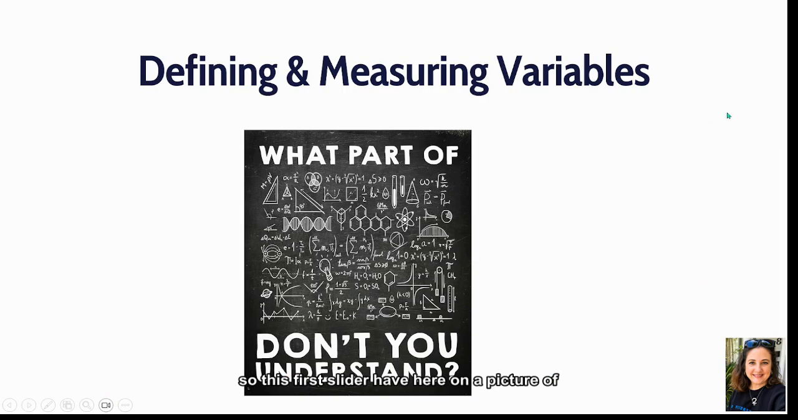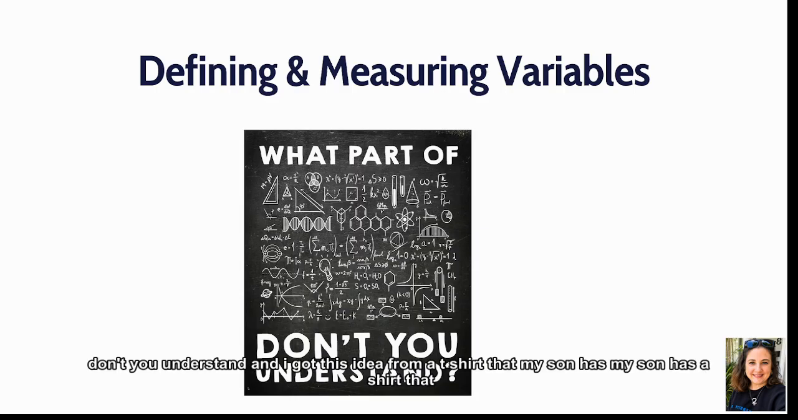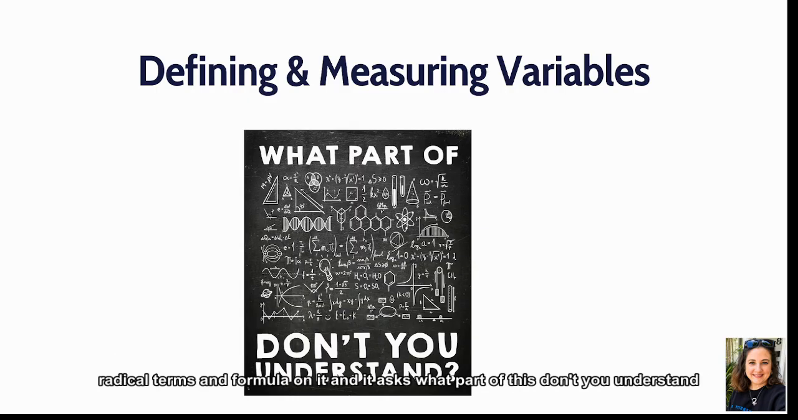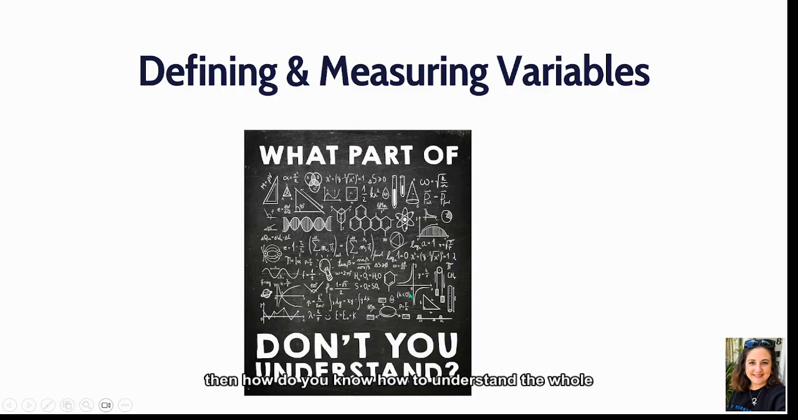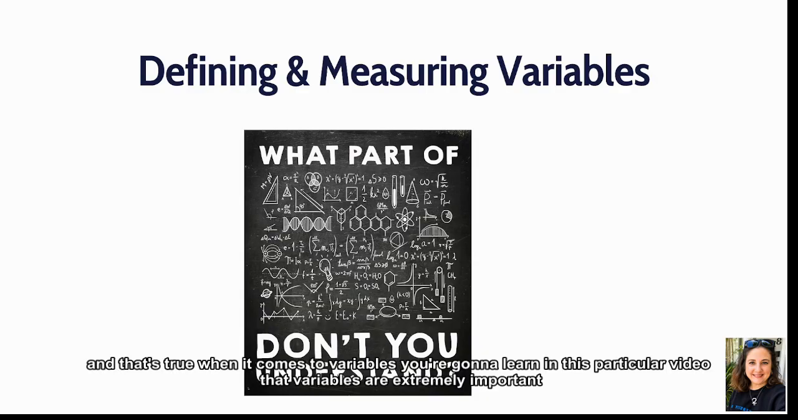So on this first slide, I have here a picture of a poster that I saw on Amazon. It's posing the question, "What part of..." and then there's this huge image of these things, "...don't you understand?" I got this idea from a t-shirt that my son has. My son has a shirt that has a bunch of different mathematical terms and formulas on it, and it asks, "What part of this don't you understand?" And it's a great example of how, if you don't know what each one of these things represents, then how do you know how to understand the whole shebang? And that's true when it comes to variables.